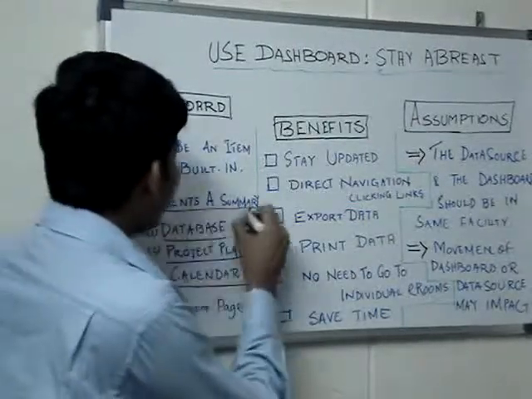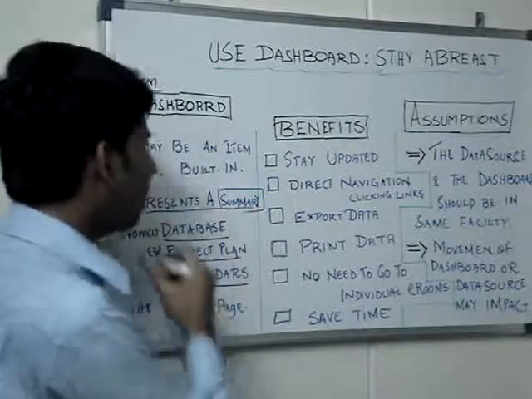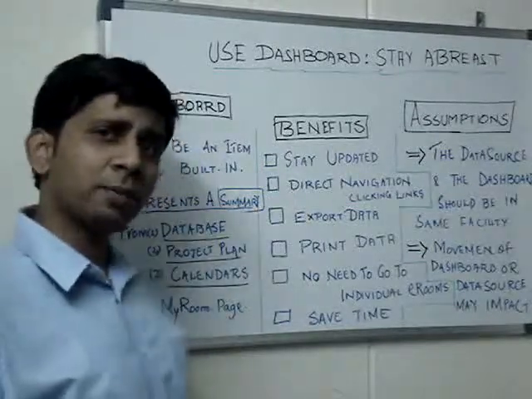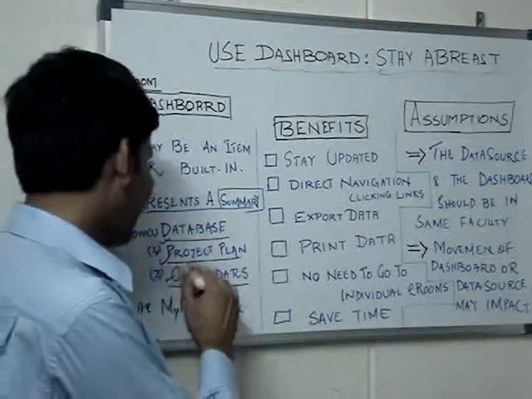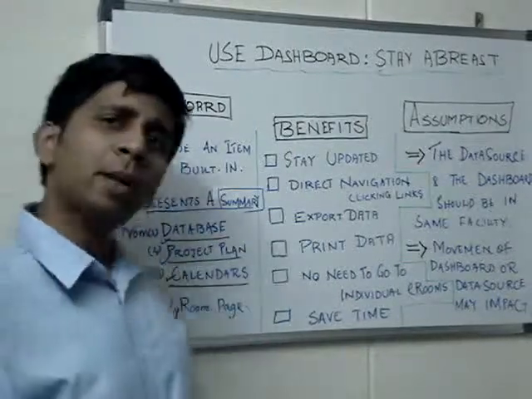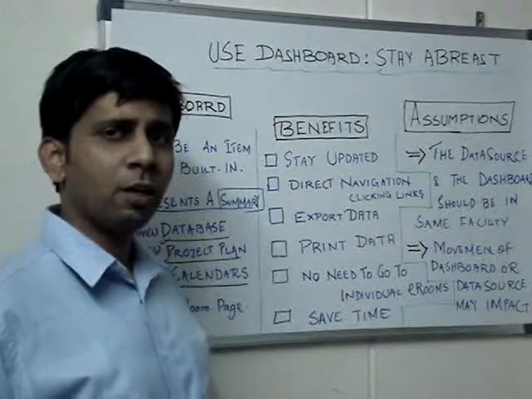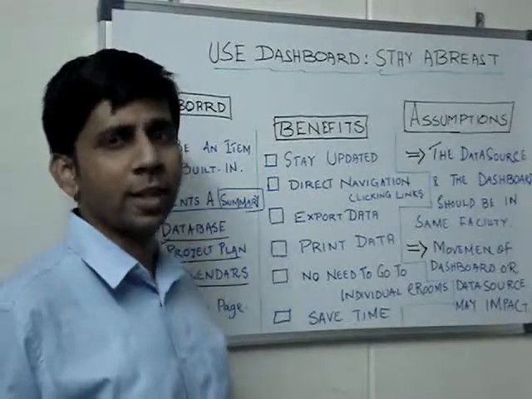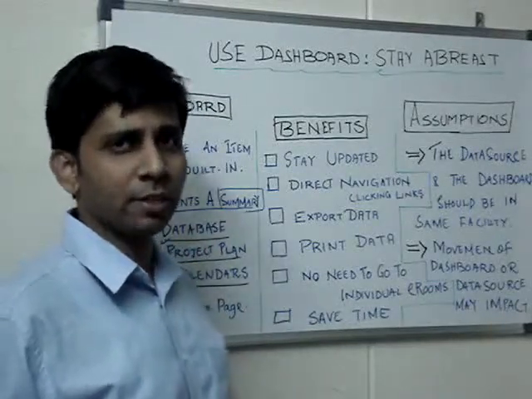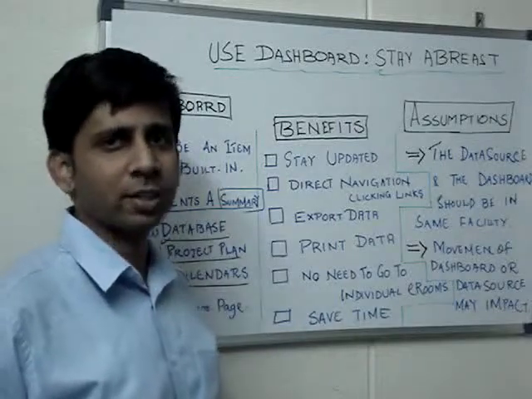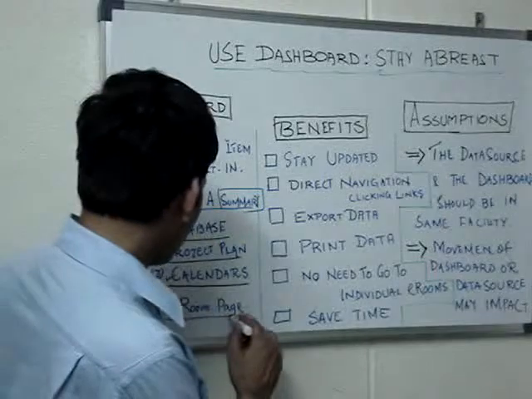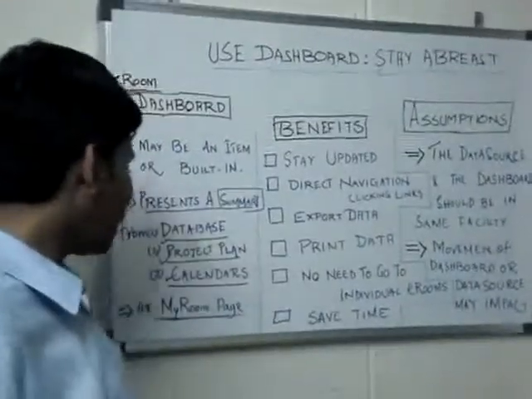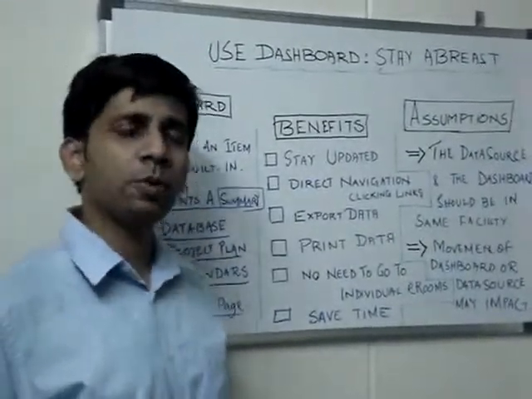Dashboard presents a summary. It presents a summary from either of the items like a database, or a project plan, or calendars. It will summarize a row of data from any of the items that you select. The item may be, as I said, a database, or maybe instances of an enterprise database. So the built-in dashboard comes in a tabbed manner in your My eRoom's homepage.